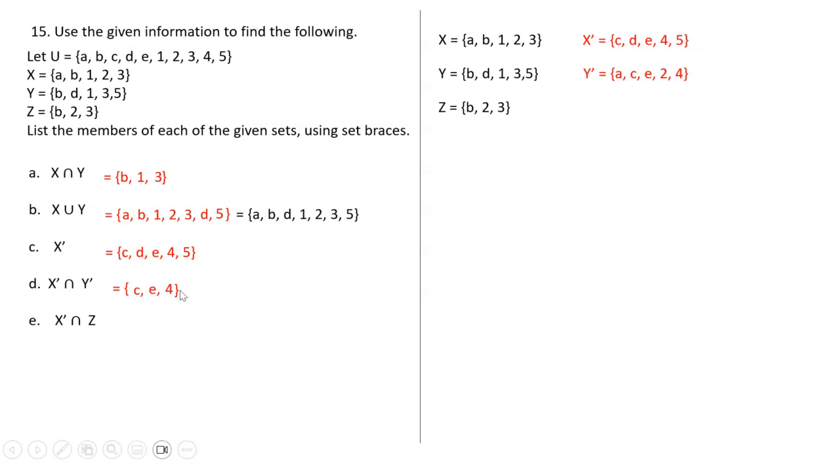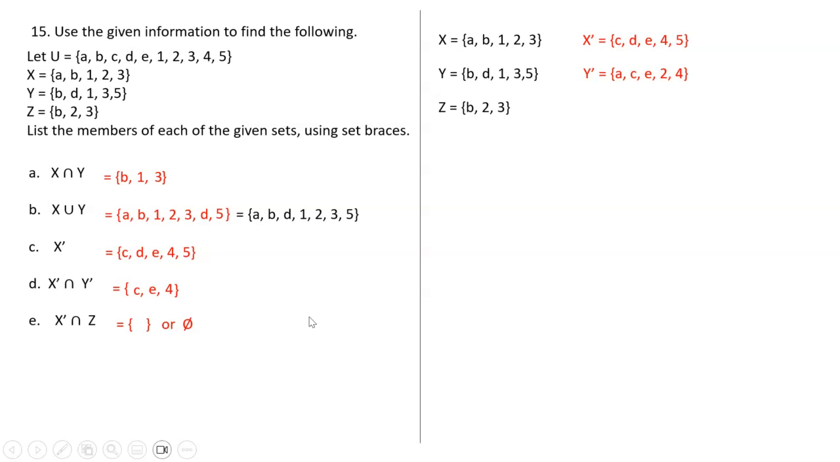This is your solution. Now for the E part, the complement of X intersects the complement of Z. So let's go here to the right. The complement of X is C, D, E, 4, 5, and the complement of Z is B, 2, 3. Let's go here to the X. Do they both have a C? No. A D? No. An E? No. A 4? No. A 5? No. So they don't have anything in common, which means it's going to be the empty set. That's your answer, guys, or the symbol. These two are the same, they mean the same thing.